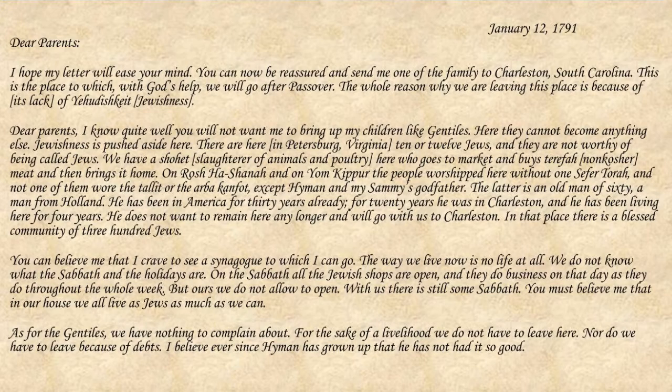There are here in Petersburg, Virginia, 10 or 12 Jews, and they are not worthy of being called Jews. We have a shochet here who goes to market and buys treif meat and brings it home. On Rosh Hashanah and on Yom Kippur, the people worshipped here without one Sefer Torah, and not one of them wore the talit or the arba kanfot, except Hyman and my Sammy's godfather. The latter is an old man of 60, a man from Holland. He's been in America for 30 years already. For 20 years he was in Charleston, and he's been living here for 4 years. He doesn't want to remain here any longer and will go with us to Charleston. In that place, there's a blessed community of 300 Jews. You can believe me that I crave to see a synagogue to which I can go. The way we live now is no life at all.